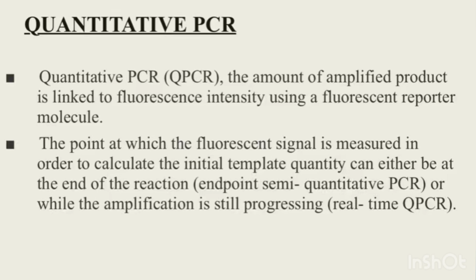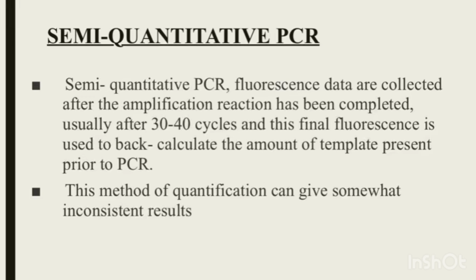The amount of amplified product is linked to the fluorescence intensity using a fluorescent reporter molecule. However, coming to the next type of PCR is semi-quantitative PCR, in which the fluorescent data are collected after the amplification reaction has been completed, usually after 30 to 40 cycles, and this final fluorescence is used to calculate the amount of template present in the PCR. However, this method of quantification can give somewhat inconsistent results.